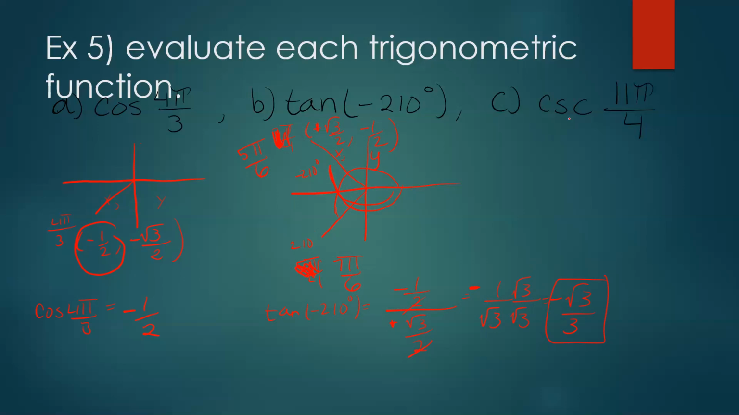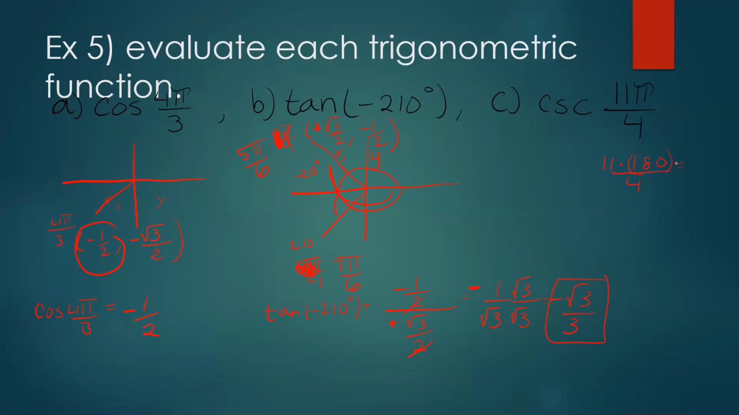And then cosecant of 11 pi over 4. You don't see 11 pi over 4 in your unit circle. There is 11 pi over 6, but no 11 pi over 4. So let's convert this from radians to degrees. Remember, to convert, you just replace pi with 180. So this is like 11 times 180 over 4.